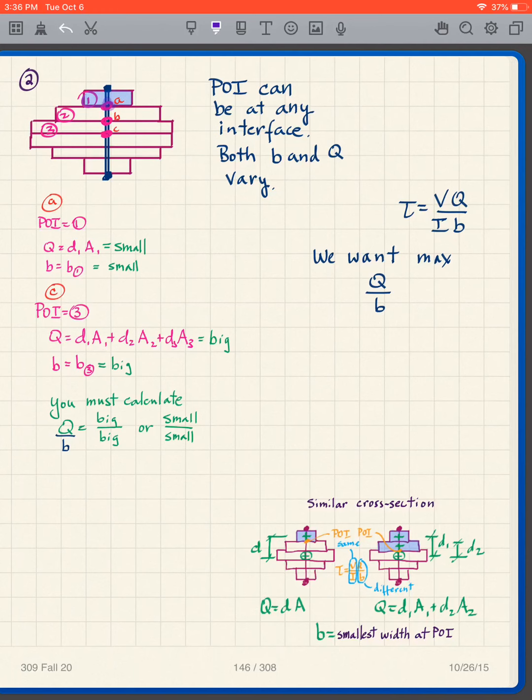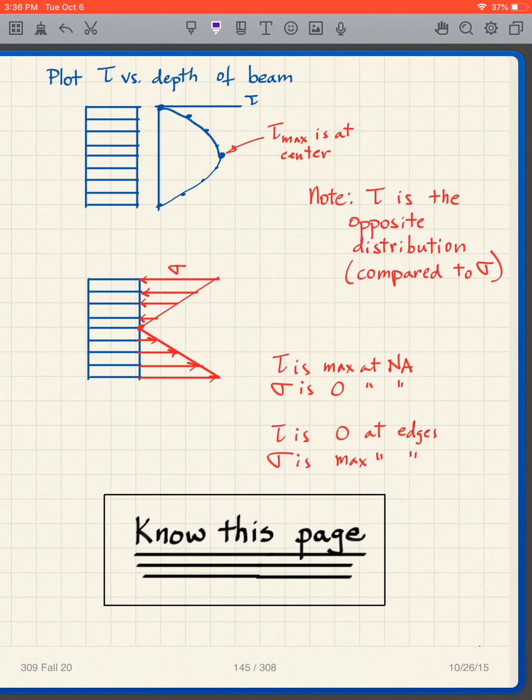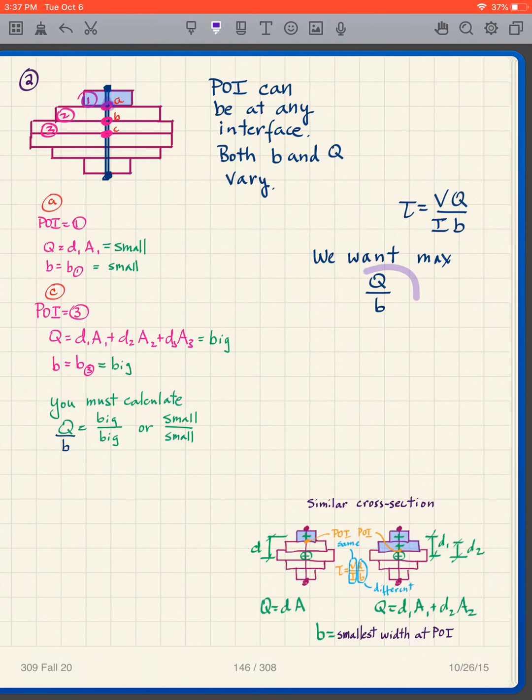So how do I figure out where the most critical location is? Well, I have to calculate it because it comes in the ratio Q over B, and I want the maximum Q over B ratio. In the previous problem that we did, B was constant, so I didn't have to worry about it. I just chose the place with the greatest Q. Now I can't do that. I want the biggest Q over B.